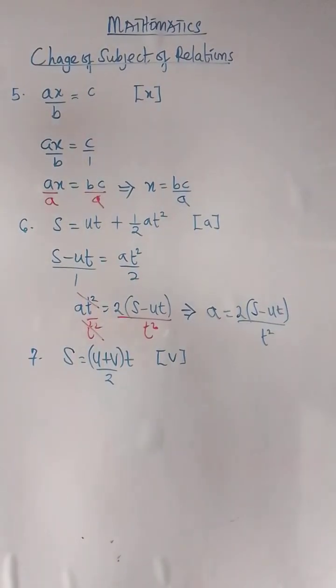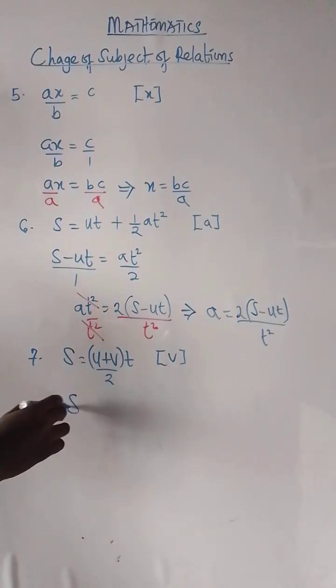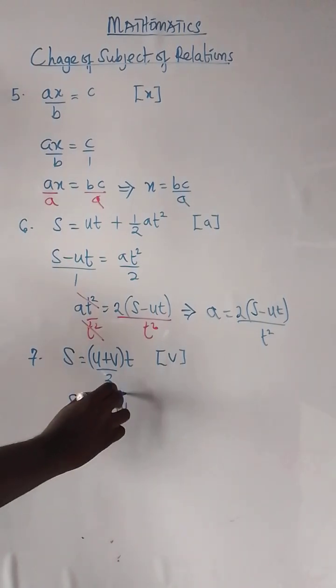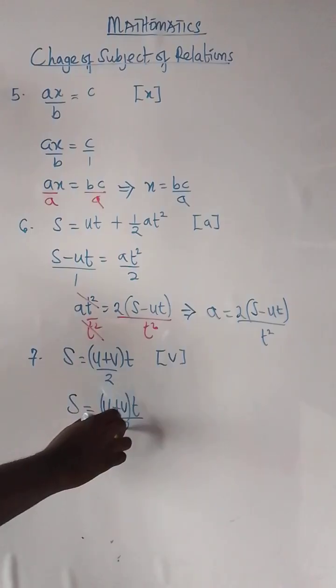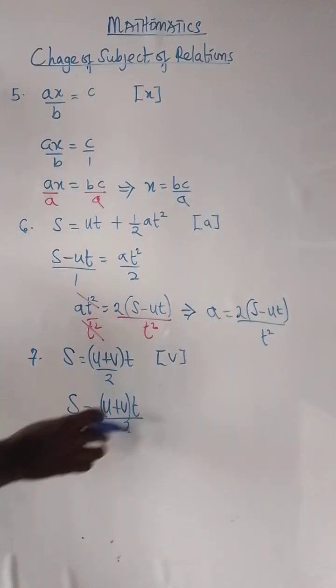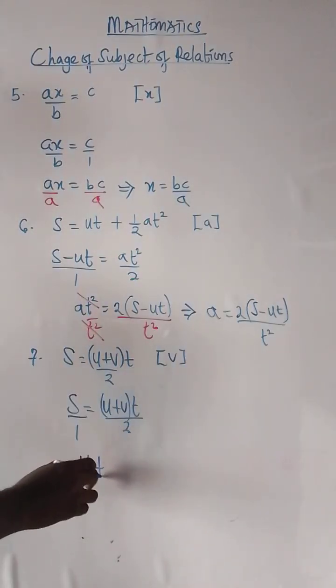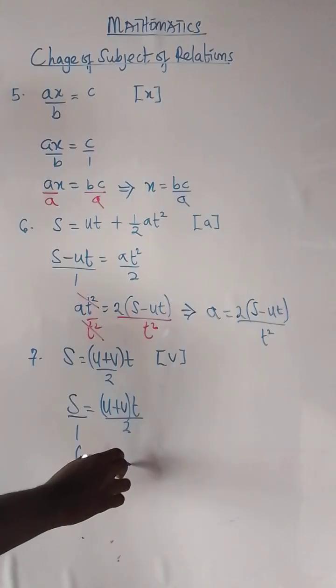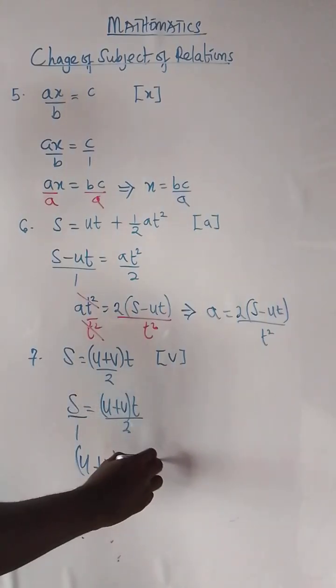For the next question, we want to make V the subject. So what do you notice? I can still write as S equals to U plus V over 2. Then I can put over 1 here. It doesn't change anything. Now, if we cross multiply, 1 multiply the whole of this, it remains as U plus V T. 2 multiply S becomes 2S.